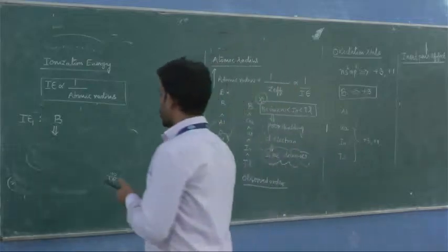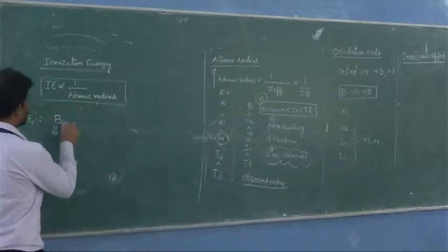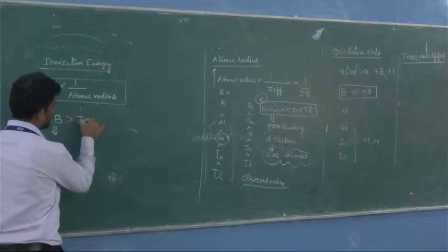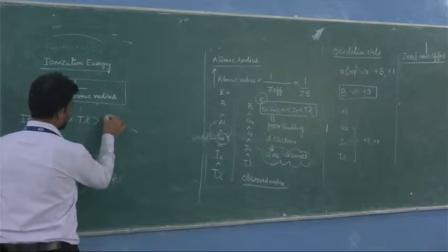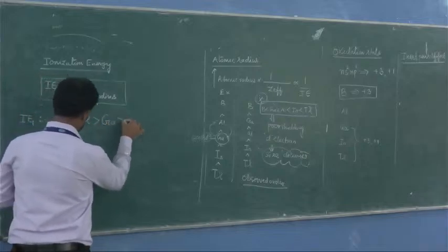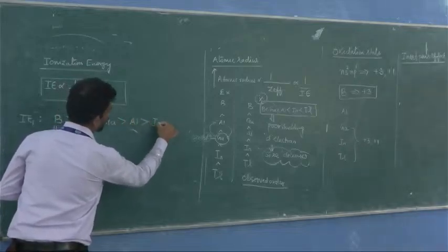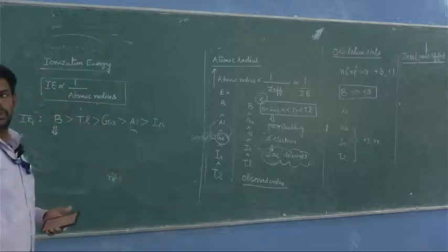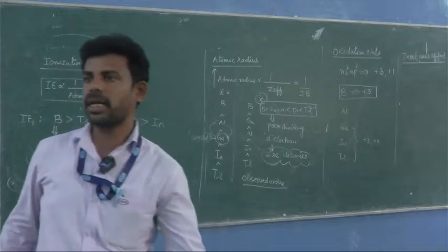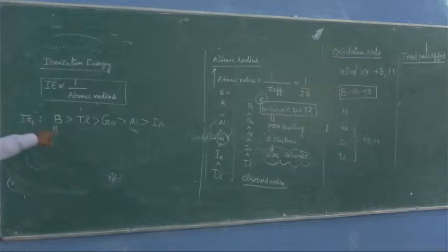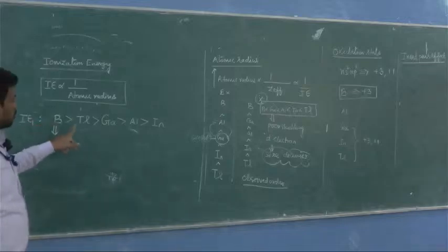Is it clear? Boron has the highest ionization energy, followed by thallium, followed by gallium, followed by aluminum, followed by indium. This is the correct order. So if they ask for the ionization energy order, boron highest, followed by thallium.